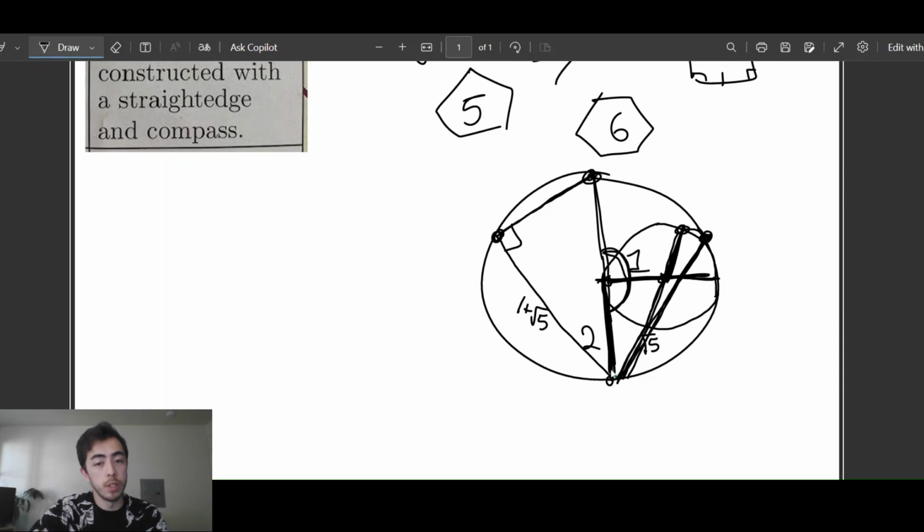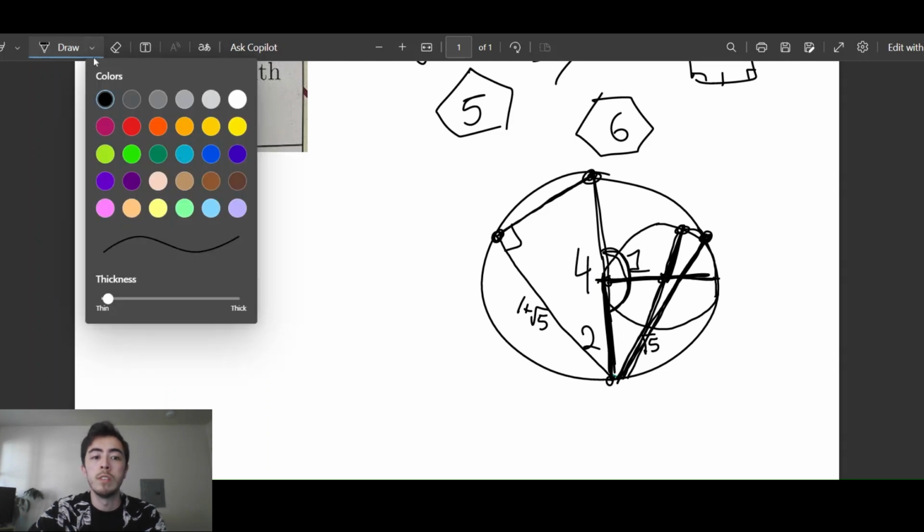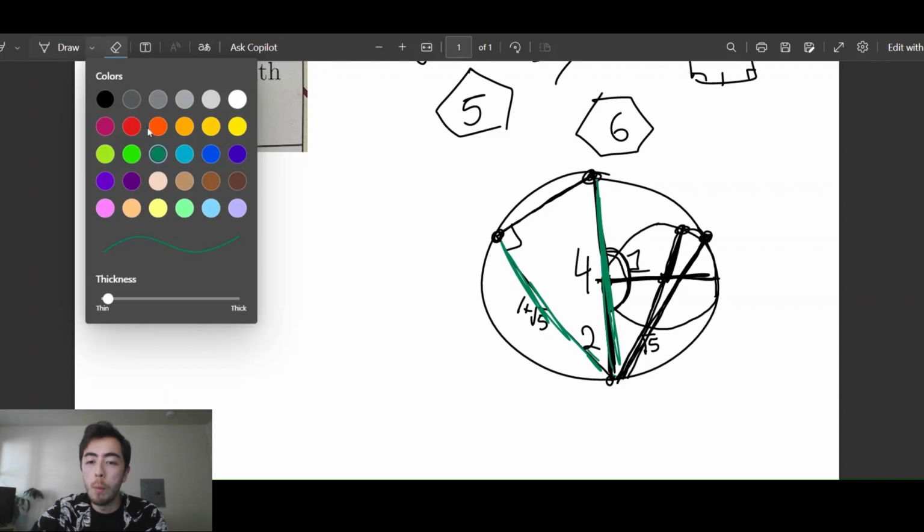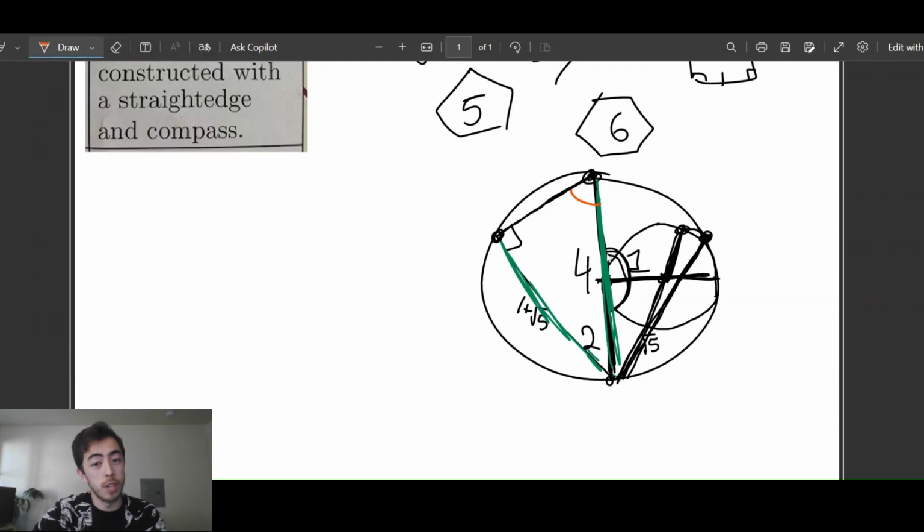This 2, that was the radius, can kind of help us see that 4 is the diameter. And so now I have 2 lengths of this right triangle, and we can use some trigonometry to figure out some of the angles here. How about we figure out this angle up top.